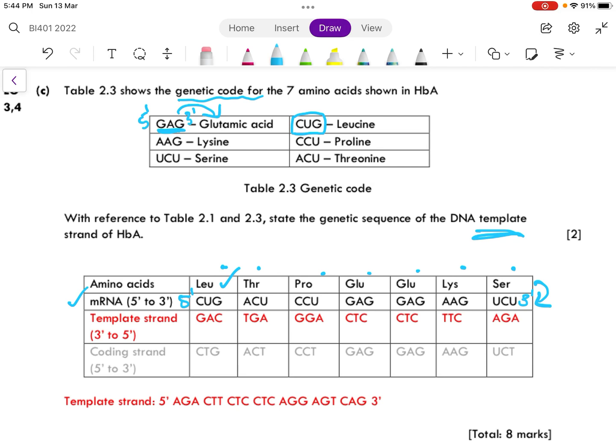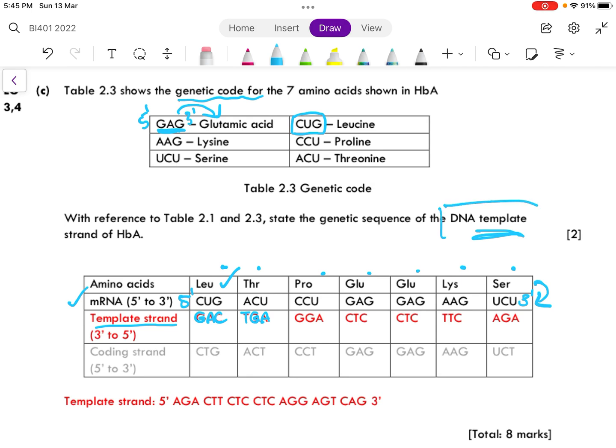Next, we know that the mRNA strand is very similar to the non-template strand, right? Or another way to look at it is that the mRNA will be complementary to the template strand, because we use the template strand as a reference to synthesize the mRNA. So that means it has to be complementary. If the first codon goes CUG, the complementary of it will be GAC. For the next amino acid, since it's ACU, the complementary will be TGA, and so on and so forth.